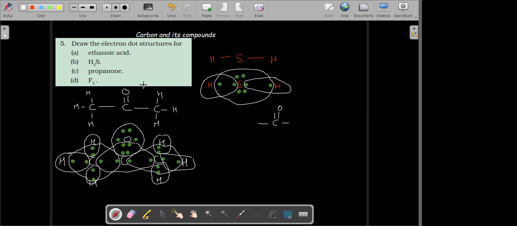Now the next one, F2. And now this one I will be checking. I will be checking for everyone the structure of F2. First, draw the bond structure and then draw the electron dot structure for F2. First, draw the bond structure.